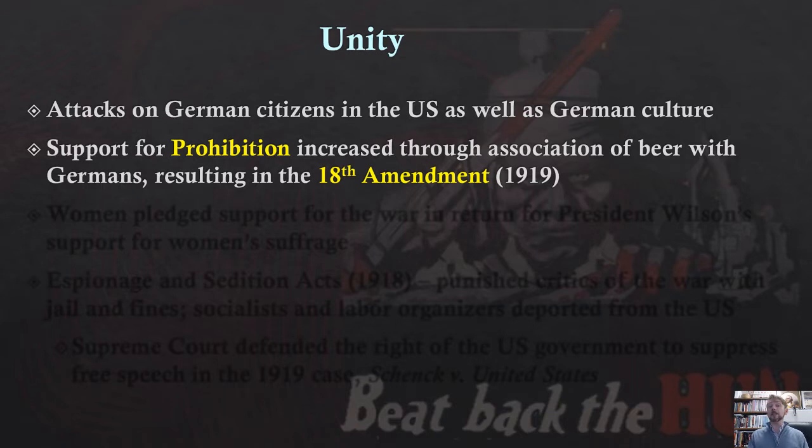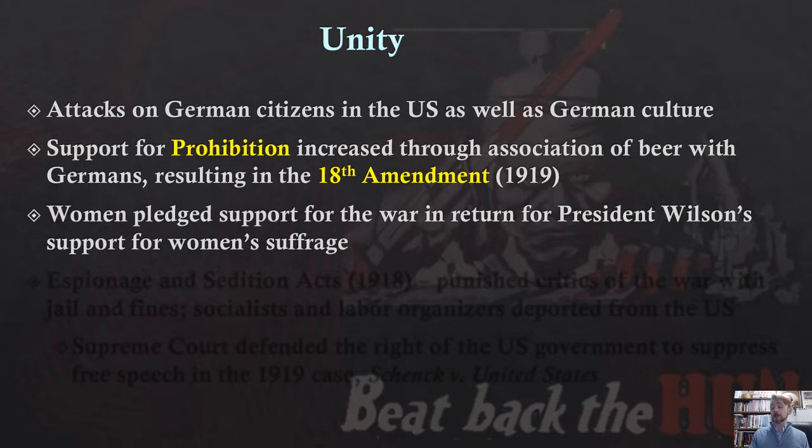And so we get the 18th Amendment at the end of the war in 1919, well, 2 years after the war. But it's built on and basically supported by this association that Germans are bad, beer is bad, so we need to ban alcohol.